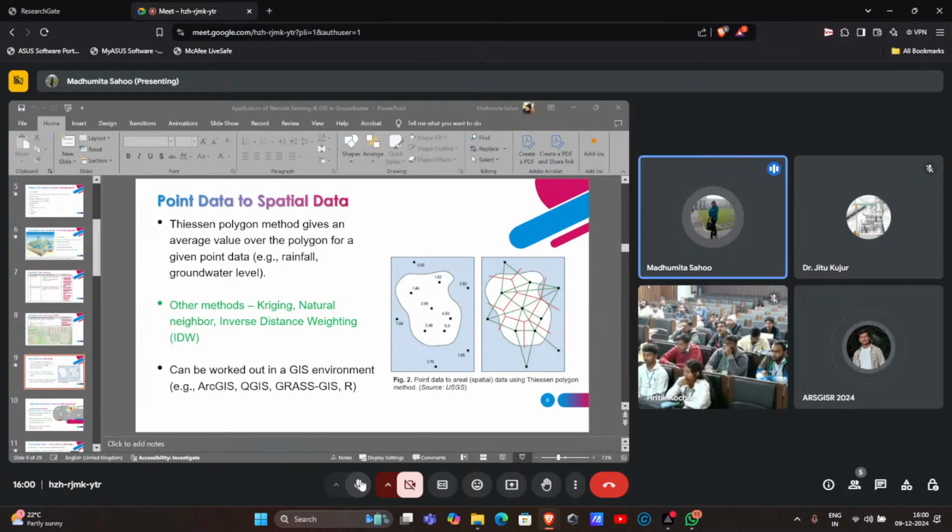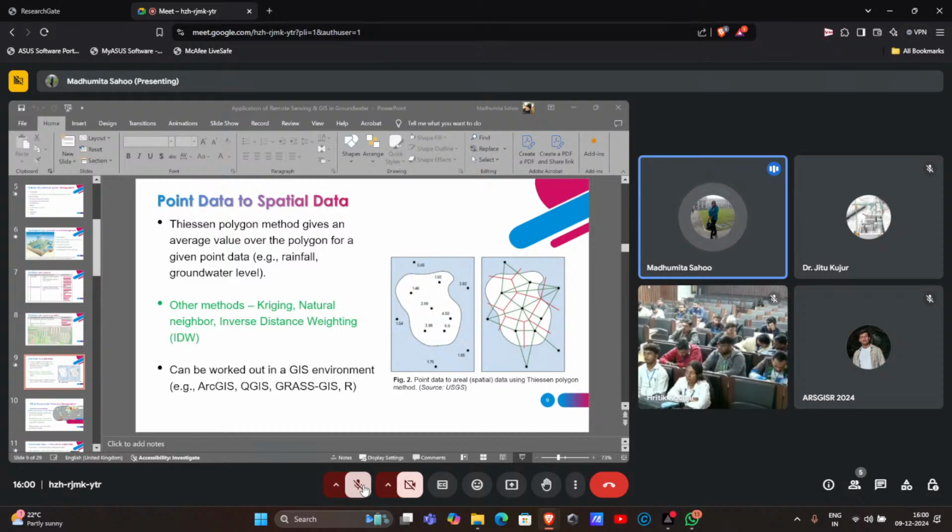Okay. So as we're discussing, ArcGIS is not a free software, but QGIS, GrassGIS, and R are free to use. So if someone is interested in using them, they are free to use. They are easy to learn. All of them, in fact, are easy to learn. You will find a lot of resources online, where you can download them, install, and start using them.